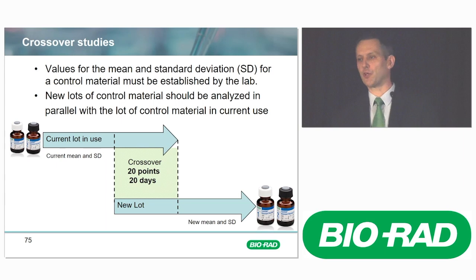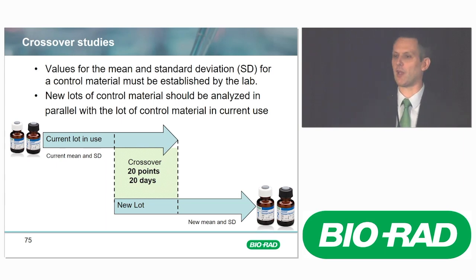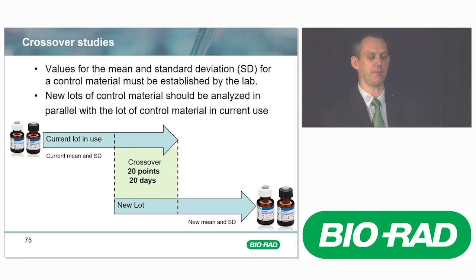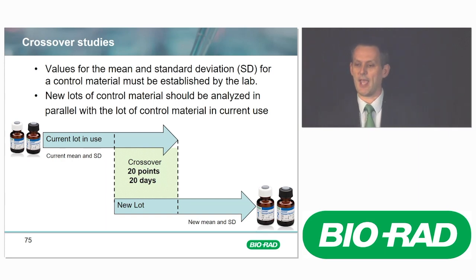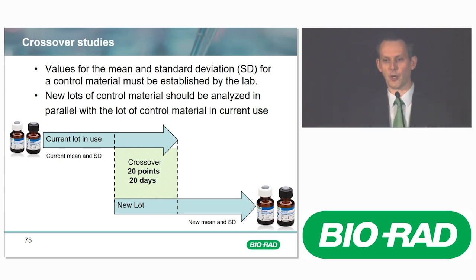So what we're mostly doing now is running our QC, we have a lot, a mean, a standard deviation, everything's running fine. And hopefully when we get to the last box, people remember, oh, it's time to start our crossover and start thinking about the next lot. So we take our new lot and we start running that new lot in parallel with the current lot that we have.